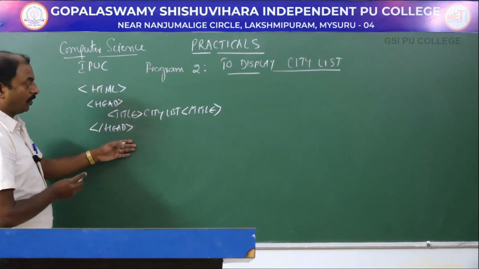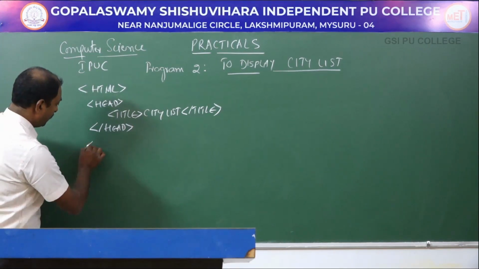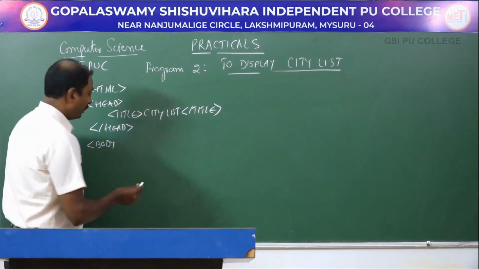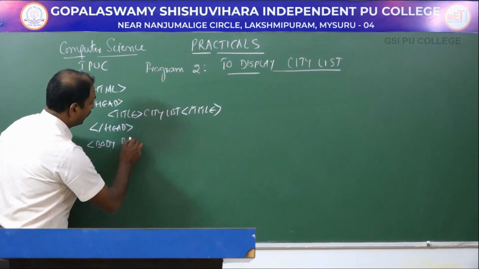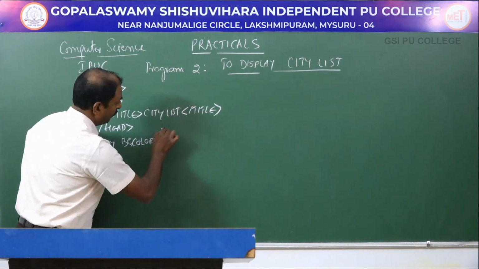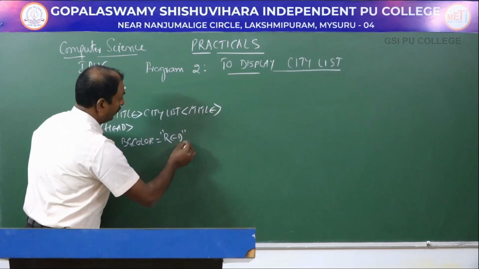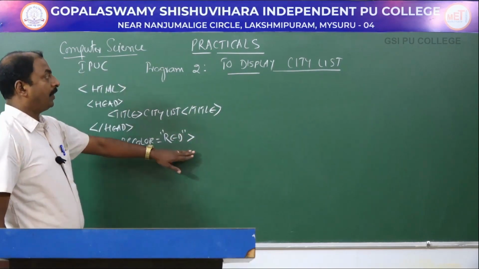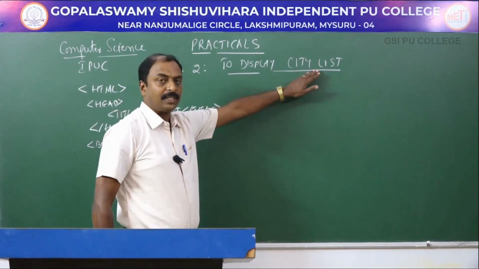After this we have to start with the body tag. Here we can make use of the BGCOLOR attribute. So I can write here bgcolor equals, within double quotes, red, and I'm closing this body tag. Inside this we have to display the names of the cities.